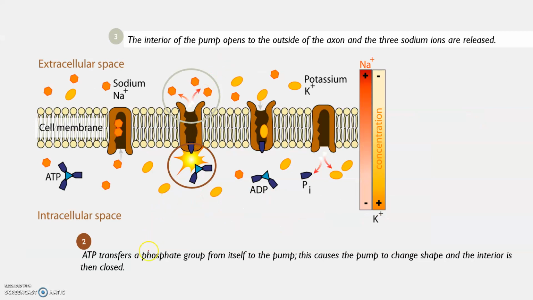In the next step, the ATP transfers a phosphate group from itself to the pump. So there is the process of phosphorylation that occurs, which causes the pump to change its shape. So the pump changes its shape and the interior is then again closed.